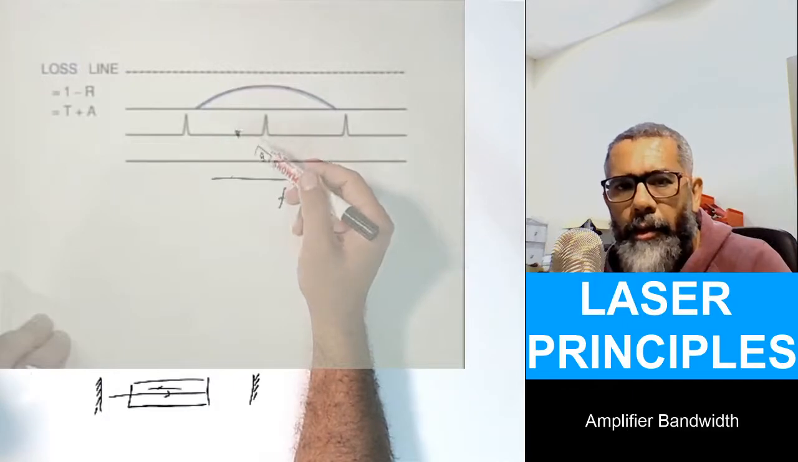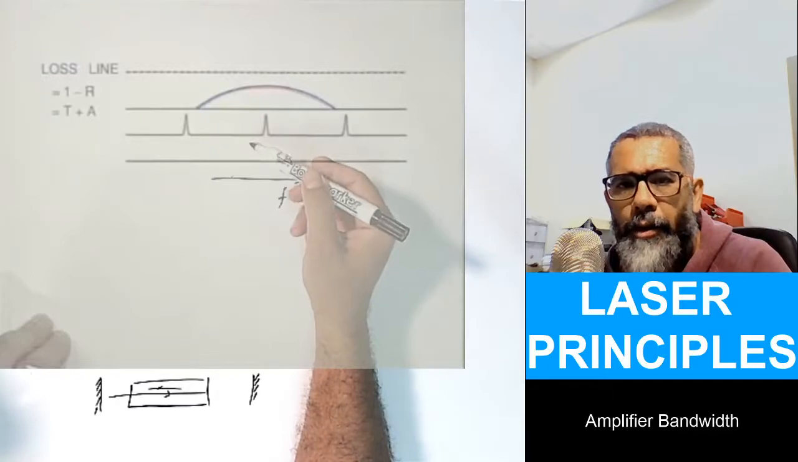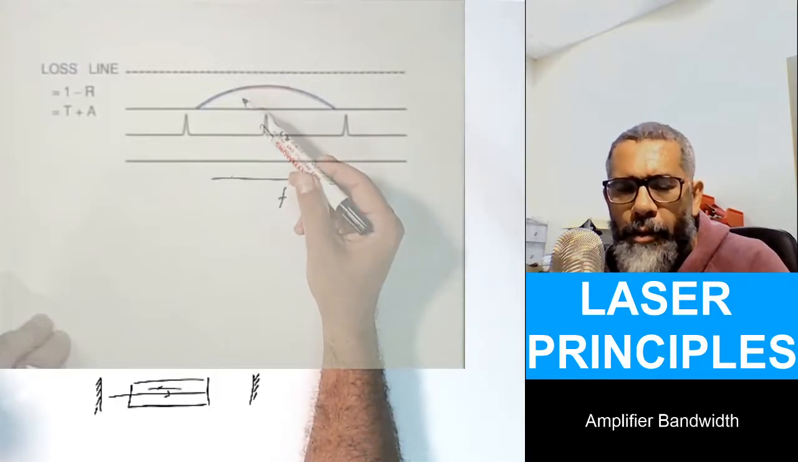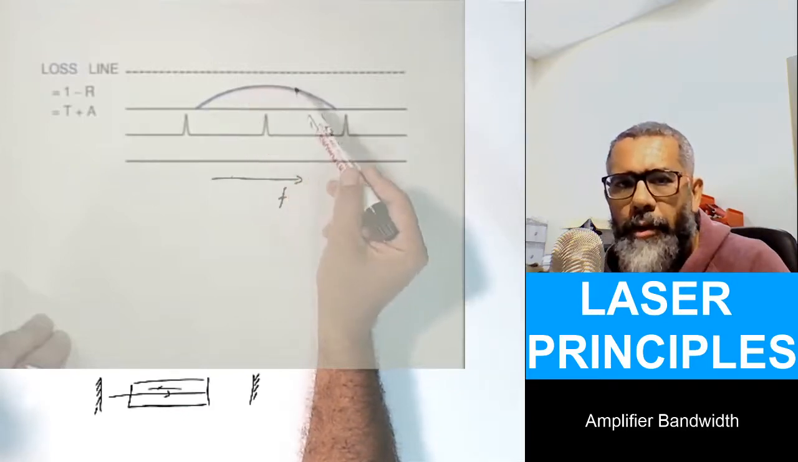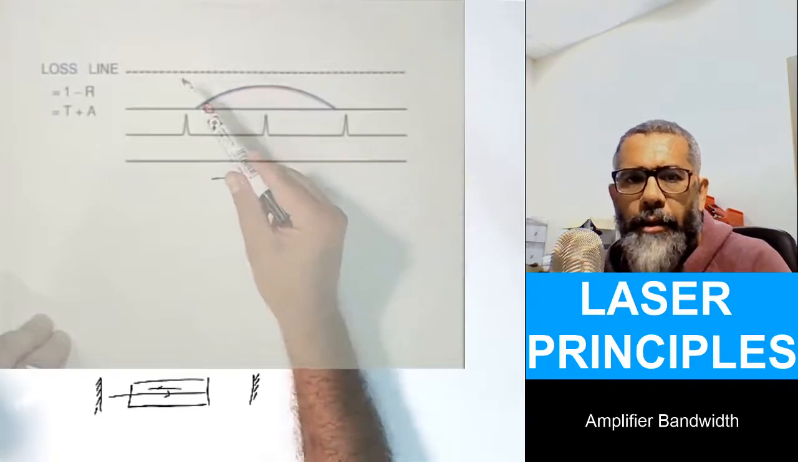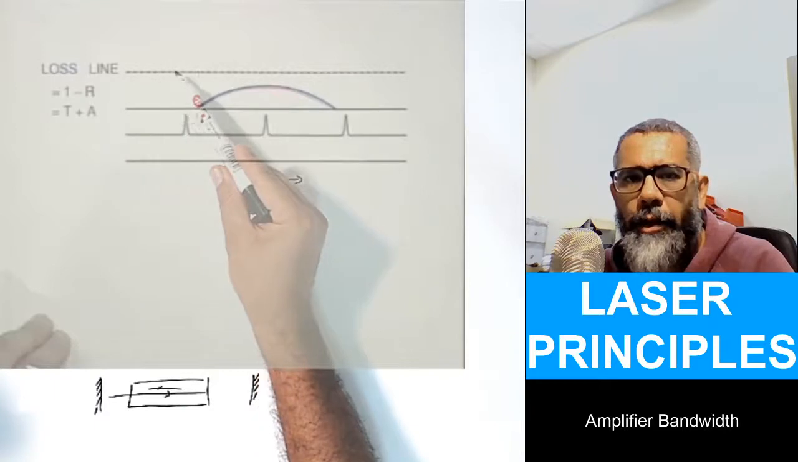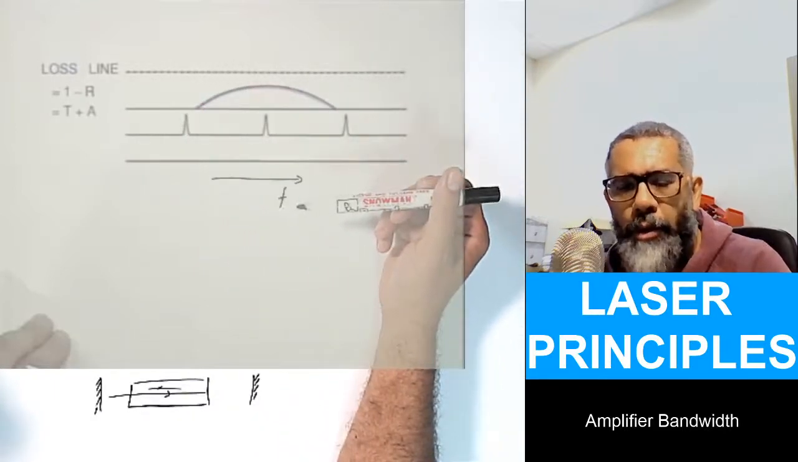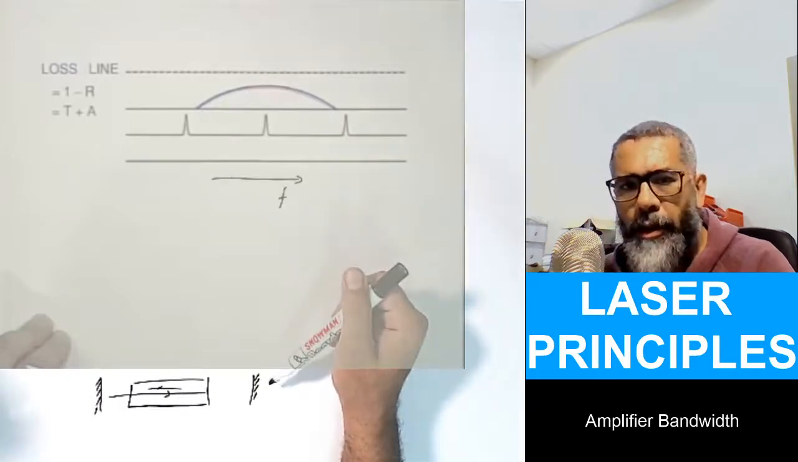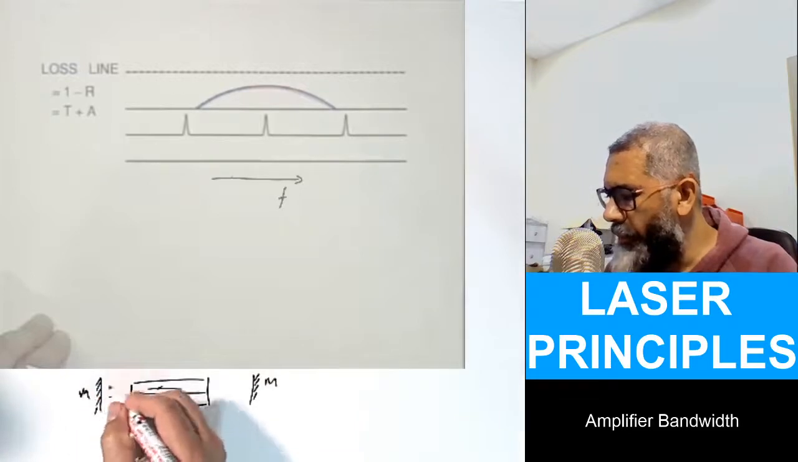But this is not the only condition. In order for a certain frequency to be lased, we also must have this bandwidth line exceed this dashed line, which is called the loss line. You see over here a dashed line, and this dashed line represents the loss inside this resonator or the laser medium, or the two mirrors. These are the mirrors, right?